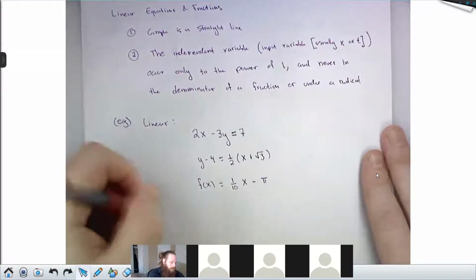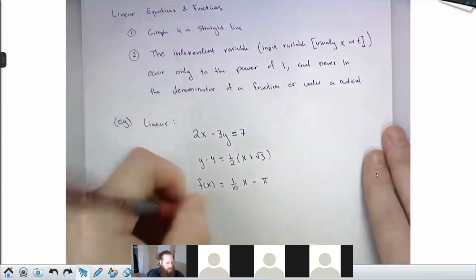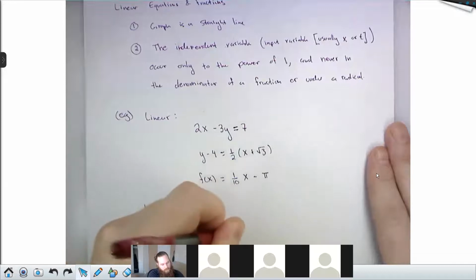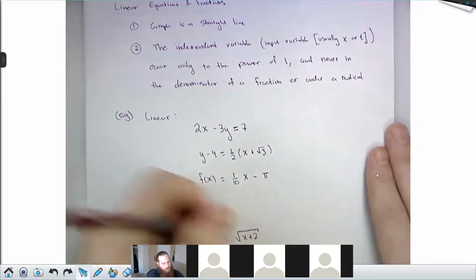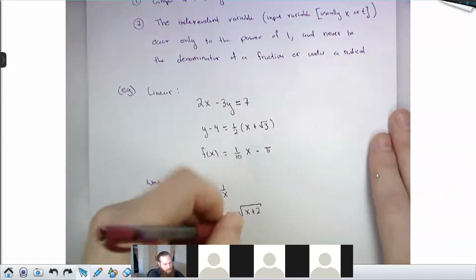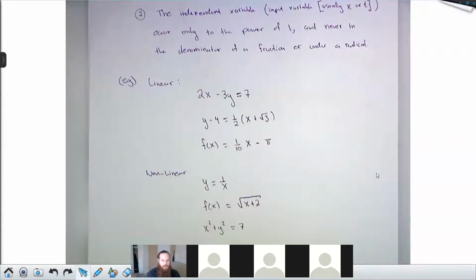Well, the following things here are nonlinear. Something like y equals 1/x, or f of x equals the square root of x plus 2, or x squared plus y squared equals 7. These would all be nonlinear because, for example, here you have the variable x showing up downstairs in the bottom of a fraction. Here you have the variable x showing up underneath a radical, which is not okay. Definitely breaks this rule, right? Never under a radical. And here you have the x variable showing up to the power of 2. So this certainly cannot be a linear relation.